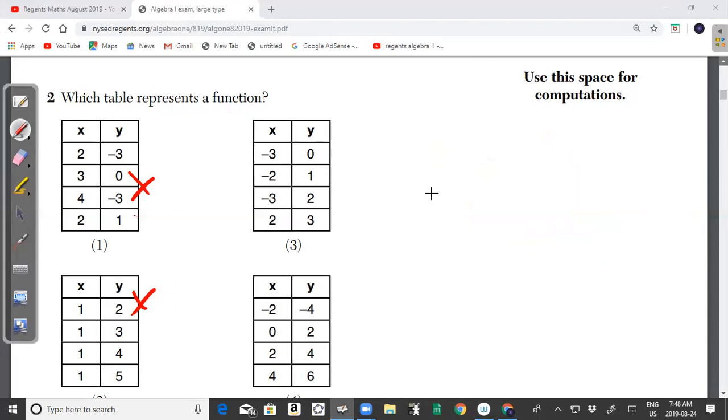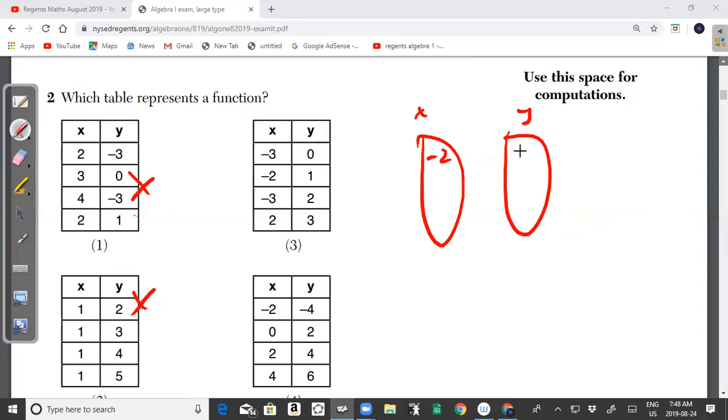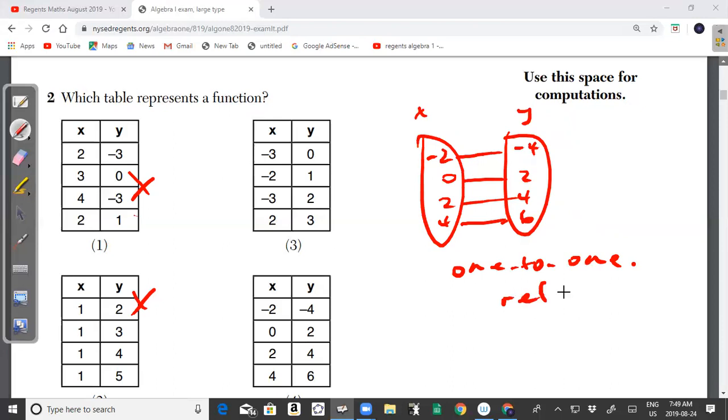a function. So looking at choice four here, x, y. You have negative two mapped onto negative four, zero mapped onto two, two mapped onto four, and four mapped onto six. So as you can see, this is a one-to-one relation, which is a function.